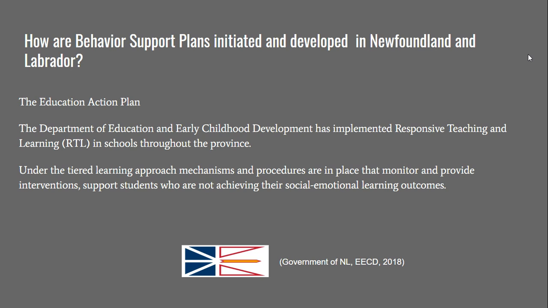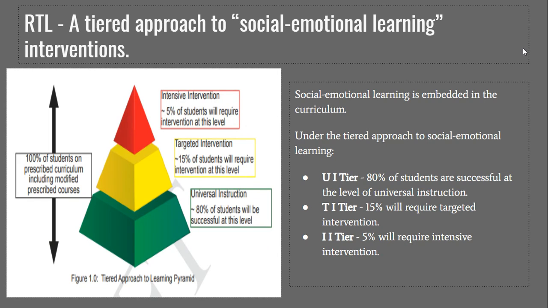The Education Action Plan has led to changes in our education system in Newfoundland and Labrador. The introduction of the responsive teaching and learning approach allows for a tiered focus and provides mechanisms for monitoring and adapting student programming. Social emotional learning is embedded in the curriculum. Under the tiered approach to social emotional learning, 80% of students are successful at the level of universal instruction. 15% will require targeted intervention, while 5% will require intensive interventions.